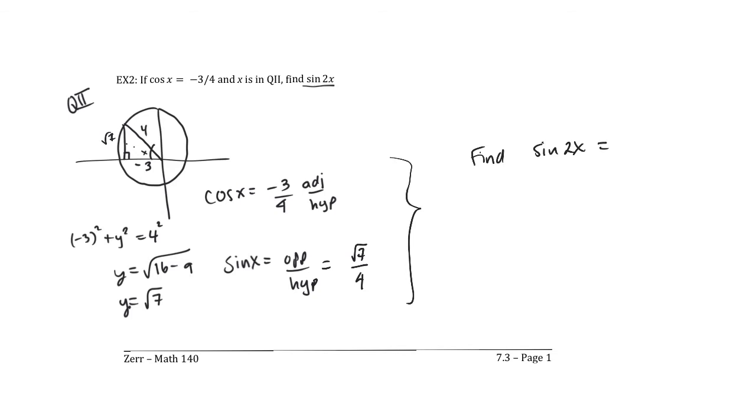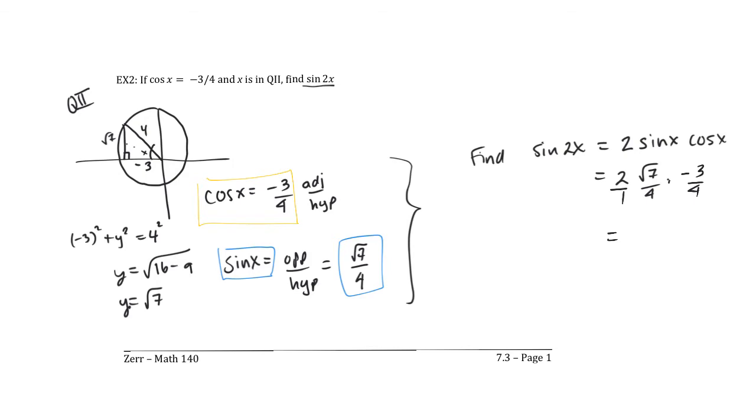Okay, the double angle formula for sine says that sine of 2x is equal to 2 times sine x cosine x. So it would be 2 times sine x. We just found that sine x is equal to square root of 7 over 4. Okay, good. And then we were given the cosine, so we know that one is negative 3 over 4, and then we just simplify this up. So it would be negative 3 root 7 all over 8. All right, so that's done, and that's using our double angle for the sine.